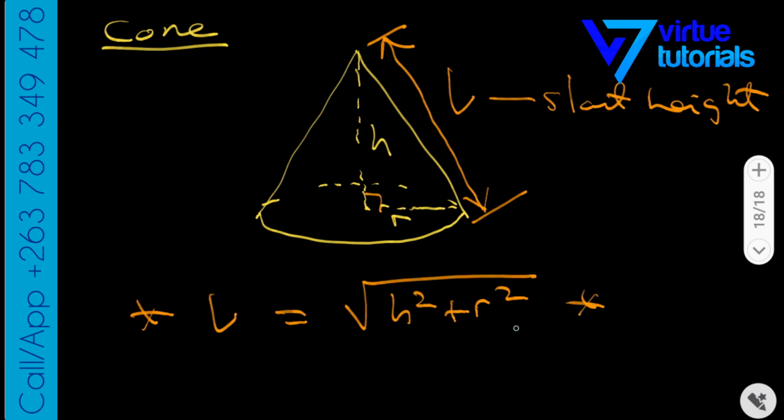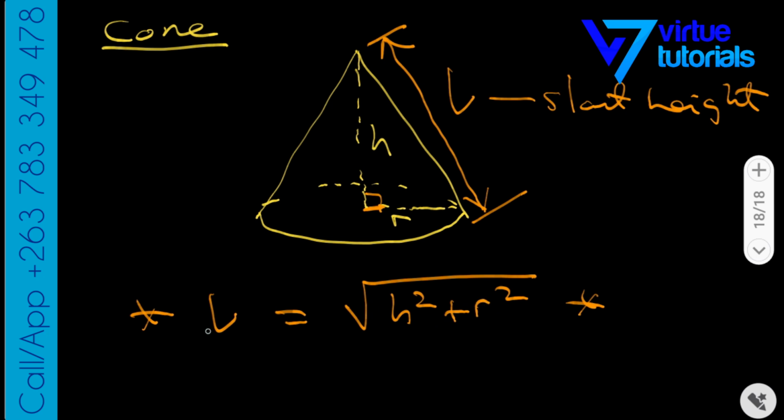For those of you who can understand further, you'll see that this is simply a right-angled triangle. And by looking at this right-angled triangle, I used Pythagoras theorem to find L. L squared is equal to h squared plus r squared. You move the square to the other side, it becomes square root. So L is equal to the square root of h squared plus r squared. If you are able to see how Pythagoras theorem is applicable here, that's a bonus. If not, you can just take this formula and use it as is.